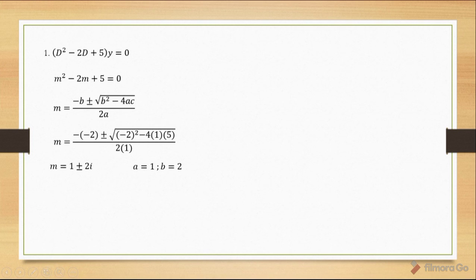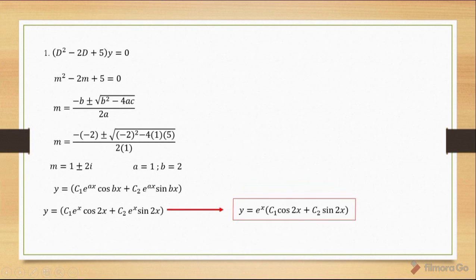Substituting the values into the equation, we get m is equal to negative times negative 2 plus or minus the square root of negative 2 squared minus 4 times 1 times 5 all over 2 times 1. We get the roots of the equation: m is equal to 1 plus or minus 2i. We get the value of a is equal to 1 and b is equal to positive 2.